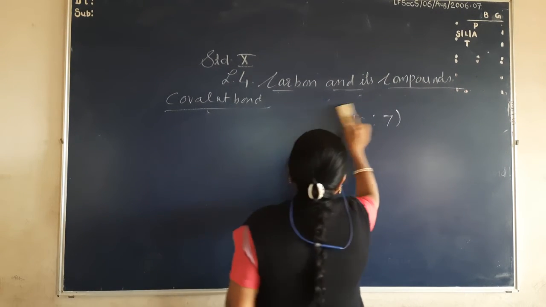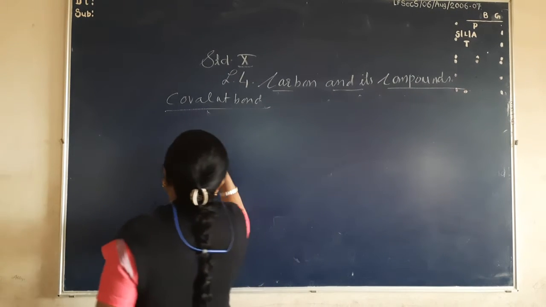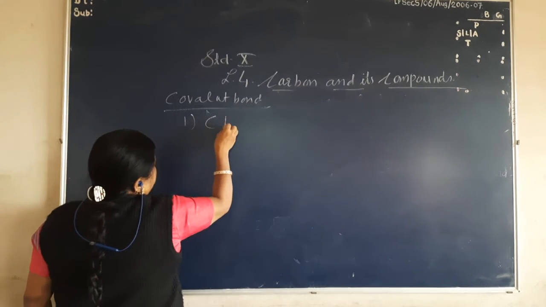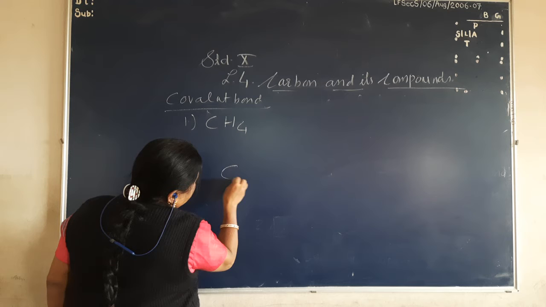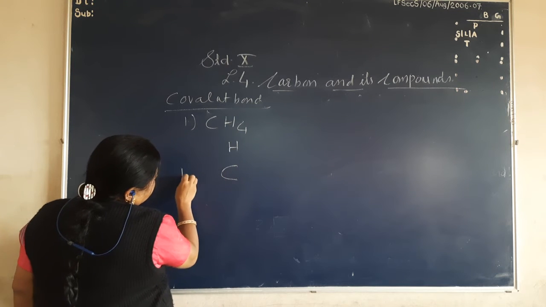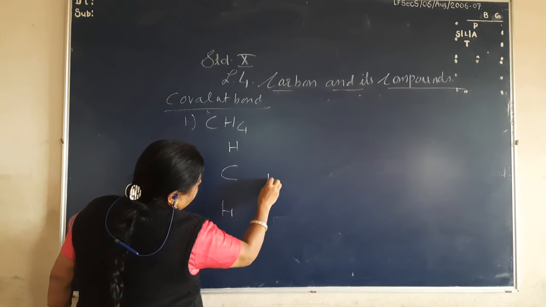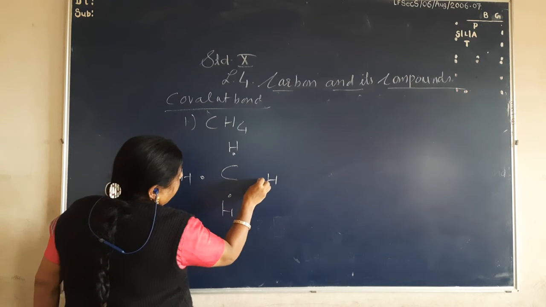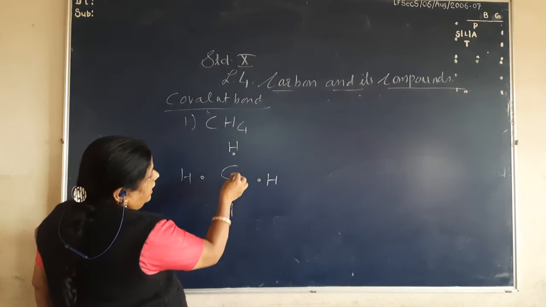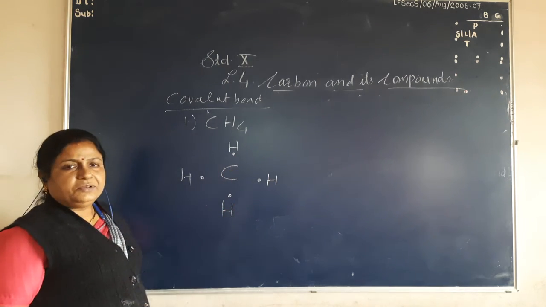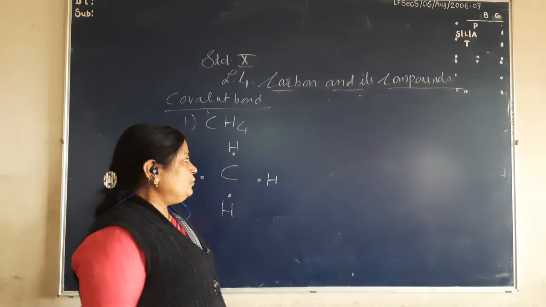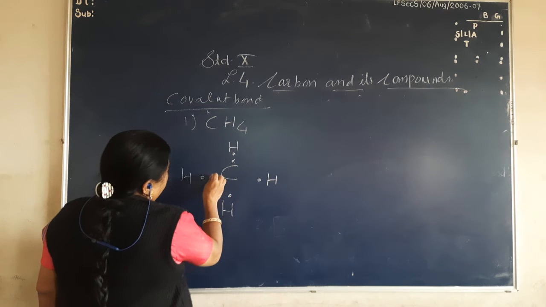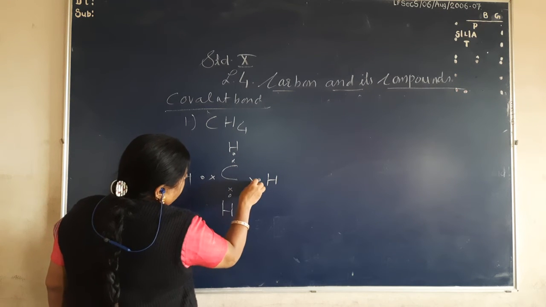Covalent bonds in carbon. The first compound I will take is CH4. So this is carbon, this is hydrogen, this is hydrogen, this is hydrogen, this is hydrogen. Hydrogen has 1 electron only, 1, 1, 1. Hydrogen needs 2 and carbon has 4 electrons in the outermost shell. So it is 1 electron of carbon, 1 of carbon, 1 of carbon, 1 of carbon.